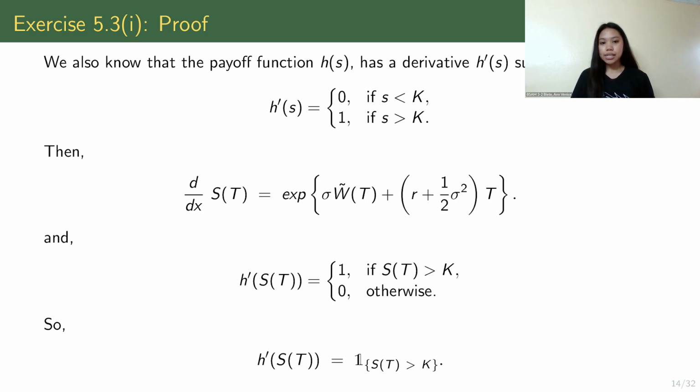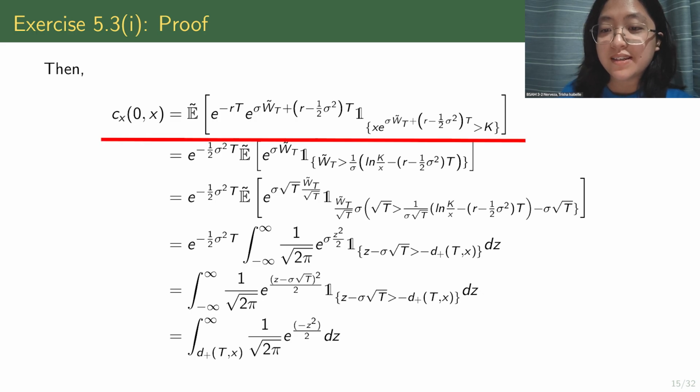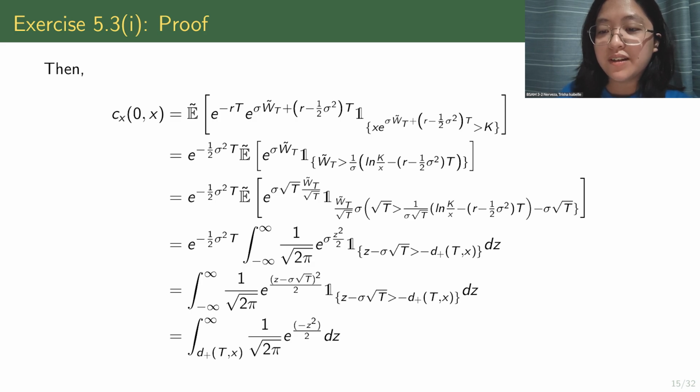So we can write this expression using the indicator function 1, where the indicator function came from the derivative of the stock price at expiration. Hence, h prime of the stock price at expiration is equal to the indicator function 1 of S of T greater than strike price K. After solving for the derivative, we then get the delta function c sub x of 0, x evaluated to this expression. Then, we factor out the deterministic factor e raised to negative 1/2 sigma squared times T.